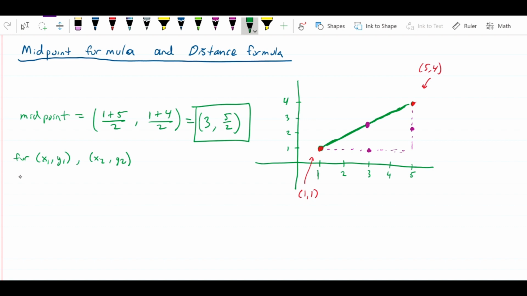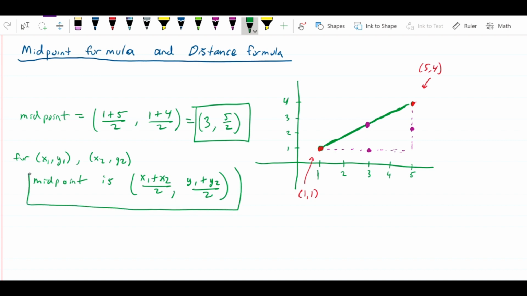In general, for the points (x1, y1) and (x2, y2), the midpoint is just ((x1 plus x2) over 2, comma, (y1 plus y2) over 2). In other words, the average of the x parts and the average of the y parts. And that's the midpoint formula.